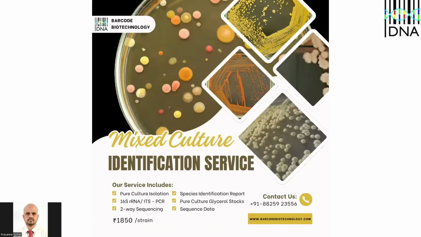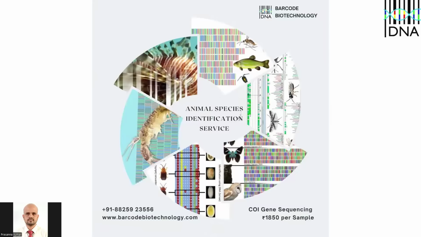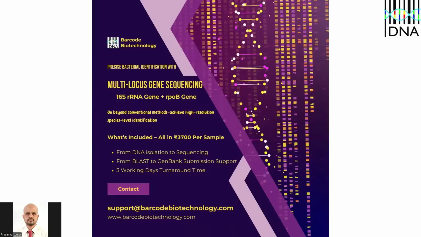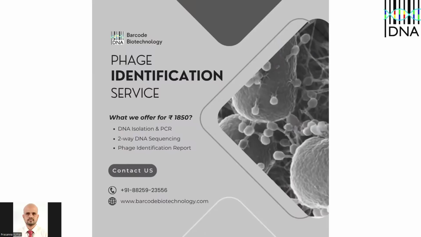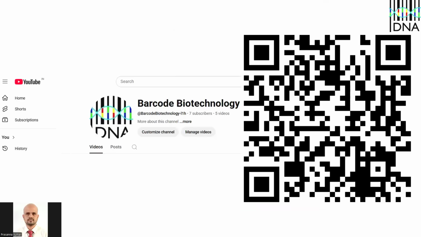And even if you give them a mixed culture and tell them which cultures you want, they can pick the cultures. They will do the pure culturing. They will do the sequencing, identify your species. They will give back the species as a pure culture. Mushroom identification service using ITS, metabarcoding services, even community samples. Even in plants, if you need to sequence two different genes, multi-locus gene services, fungi identification, insect barcoding services, there are many more.